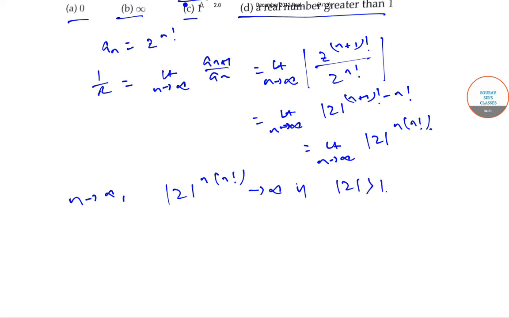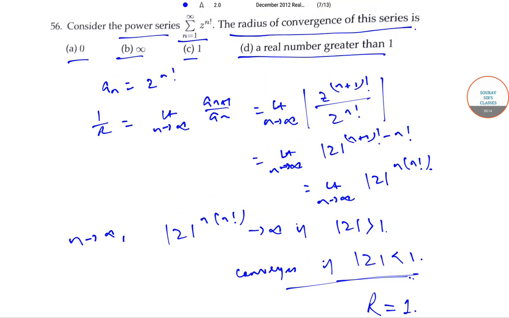Now, if n tends to infinity, then |z| to the power n times n factorial tends to infinity if |z| is greater than 1, and this converges if |z| is less than 1. So the series converges for |z| less than 1, and thus the radius of convergence R is equal to 1. Therefore option C is the correct answer.